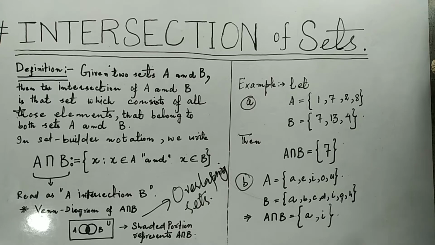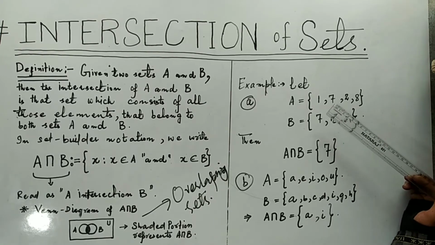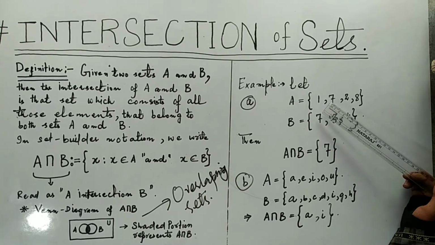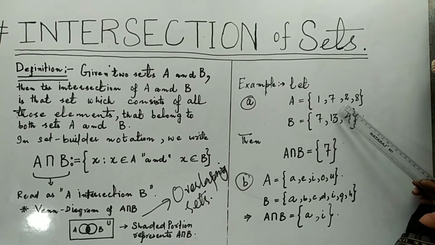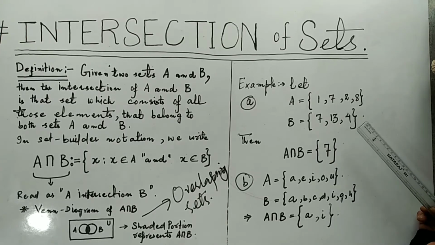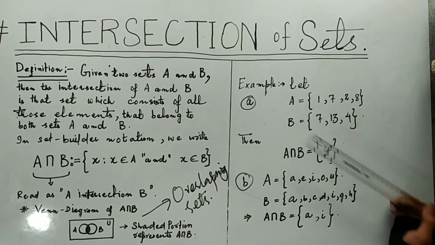Now, I have some examples so that we will be able to grasp the meat of the concept of intersection well. Here is my first example, and it consists of two sets. One set is the set A, and it consists of the elements 1, 7, 2, and 8. And my second set B consists of the elements 7, 13, and 4. Now, I want to know what is the intersection of A and B.